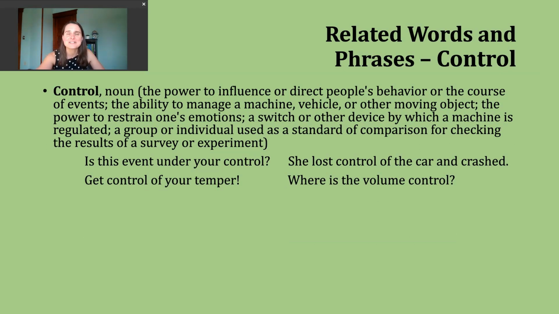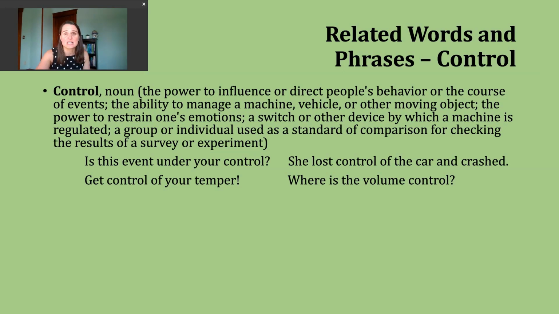Now, a third way to use the noun control is to refer to the power to restrain one's emotions. So an example of this might be, get control of your temper, right? So that might be another way we're trying to tell someone to calm down and behave in a different way. A fourth way the noun control gets used is to refer to some type of switch or device that regulates a particular machine. So you might hear somebody ask, connected to that earlier example we talked about, where's the volume control?